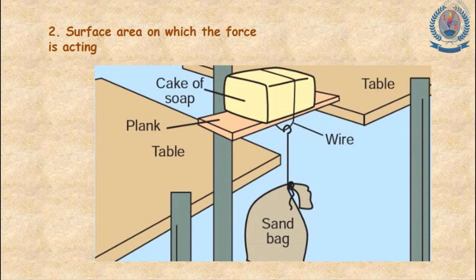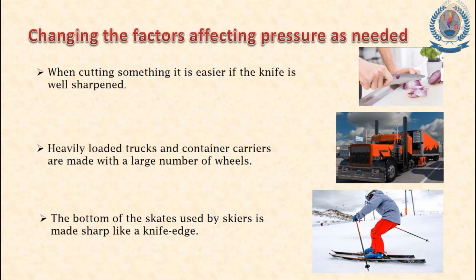Okay, so now we have learnt 2 factors. The first one is perpendicular force. When we increase the perpendicular force, the pressure exerted on a unit area, on a place, is increased. But when we increase the surface area, what happens? The pressure becomes less. Okay. Next, we are going to discuss how we can change the factors affecting pressure as needed.